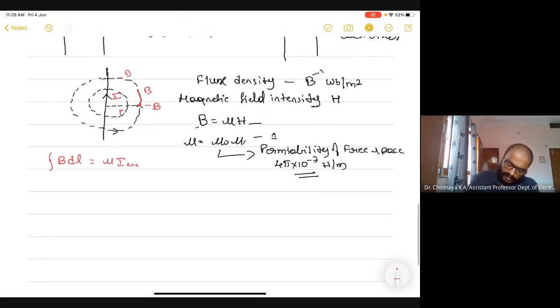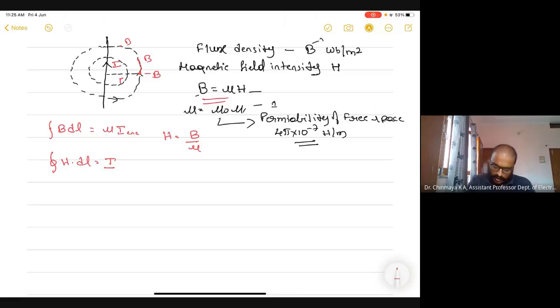We know that B is equal to mu into H, and therefore the magnetic field intensity is equal to the magnetic flux density divided by mu. You know that H is equal to B divided by mu. Therefore, we can also write the closed integral of H dot dl is equal to I.